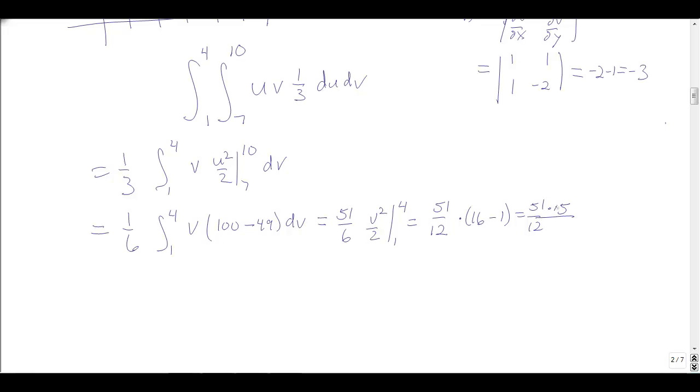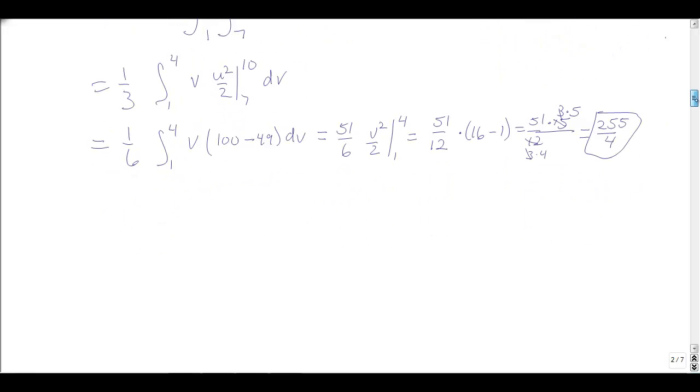Now let's simplify what we can. 15 is 3 times 5. 12 is 3 times 4. Cancel the 3's. I have powers of 2 on the bottom. Top is odd, so that's it. So I'm going to end up with 255 over 4. Okay, on to the next question.